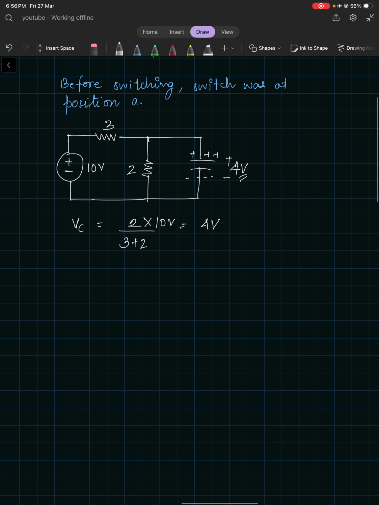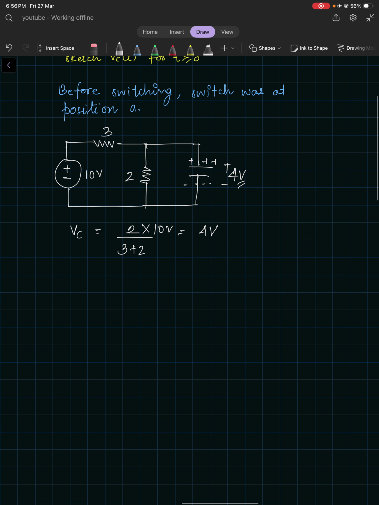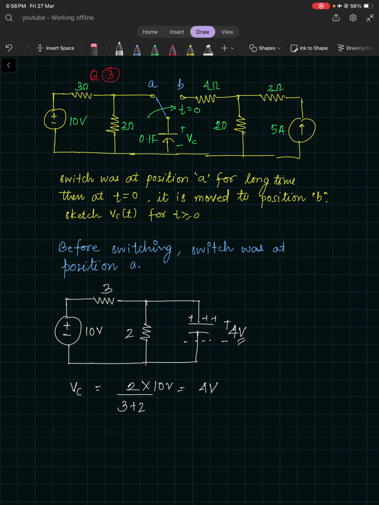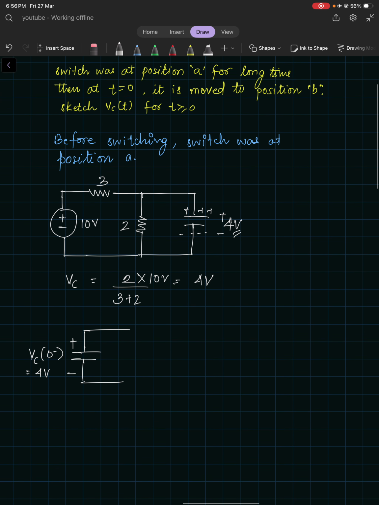Now this capacitor will be charged to 4 volts, right? And it will stay in equilibrium at about 4 volts until the switch is moved to position B, right? Now see what is happening at position B. So for this capacitor, VC(0 minus) is like 4 volts, right? Okay, 4 volts.